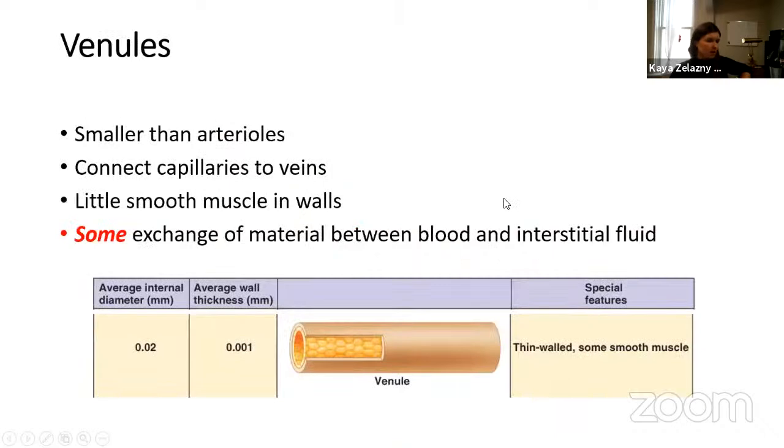So otherwise, these structures are similar to structures we've looked at before. So venules are small. They're actually a bit smaller than arterioles, right? They're connecting our capillaries to our veins. They have a little bit of smooth muscle, but not very much. So our arterioles, we were really focused on that smooth muscle because it's part of how we were regulating resistance. It's not really the job of a venule, so not very much smooth muscle. We'll see a little bit of exchange happening between the blood and the interstitial fluid still happening, right, as we're exiting the capillaries, but again, not very much.